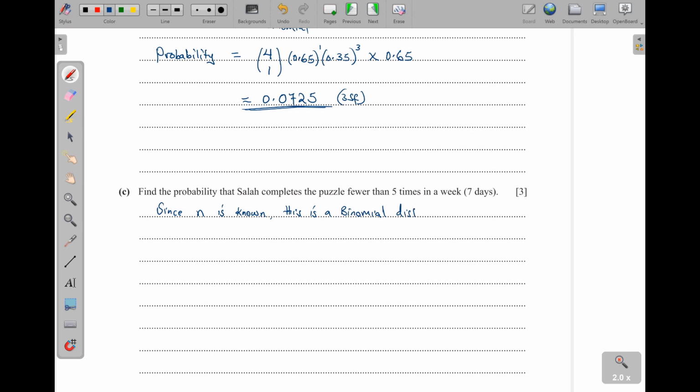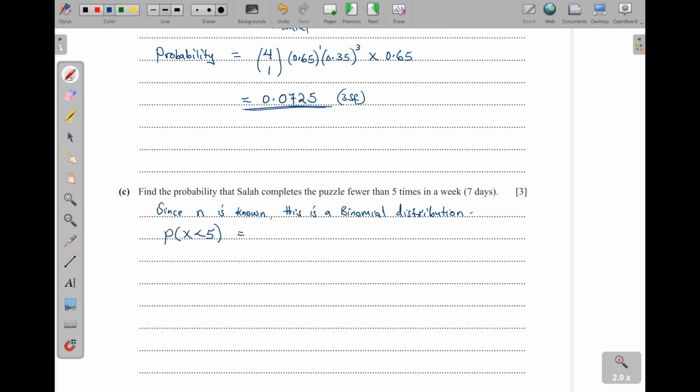Binomial distribution. The number of times is 7 days. Now, probability of x less than, because they say fewer than, this is going to be equal to probability of x is equal to 0, then 1, 2, 3, and 4. Those are the ones which are below 5.